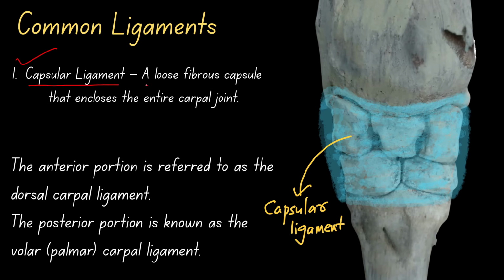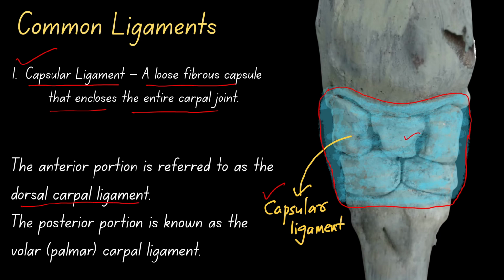The loose fibrous capsule encloses the entire carpal joint. You can see that the whole joint is covered by this capsular ligament. Its anterior part is called the dorsal carpal ligament.